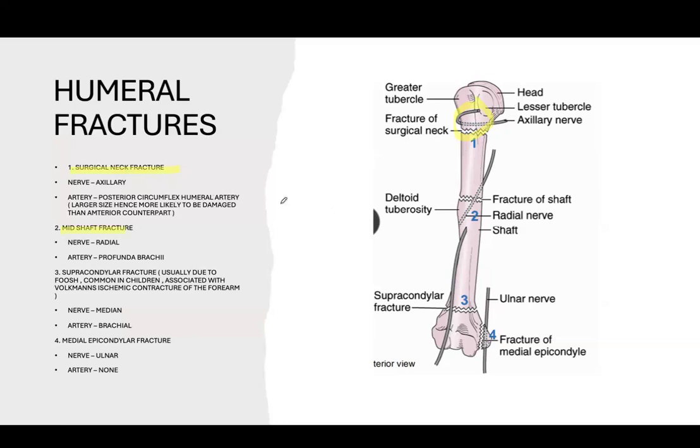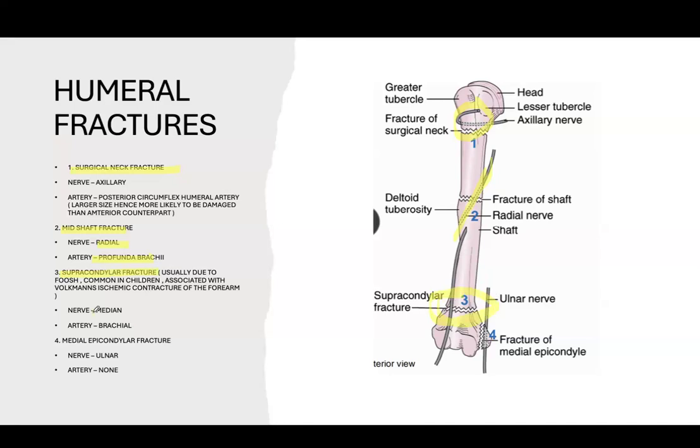If you have a mid-shaft fracture, you're going to have damage to the radial nerve because it's running in the spiral groove. You can see here, it's running in the spiral groove. And the artery would be the profunda brachii, which is a deep branch, a deep origin of the brachial artery.